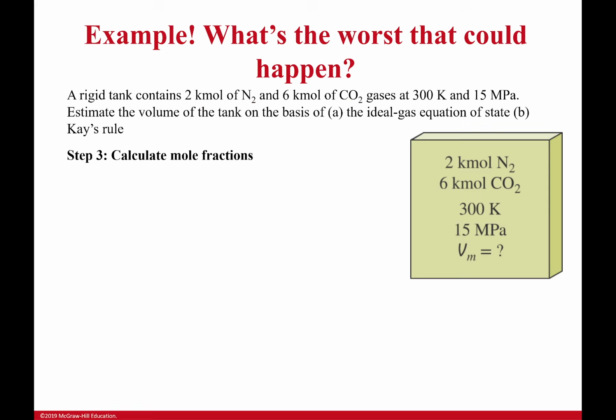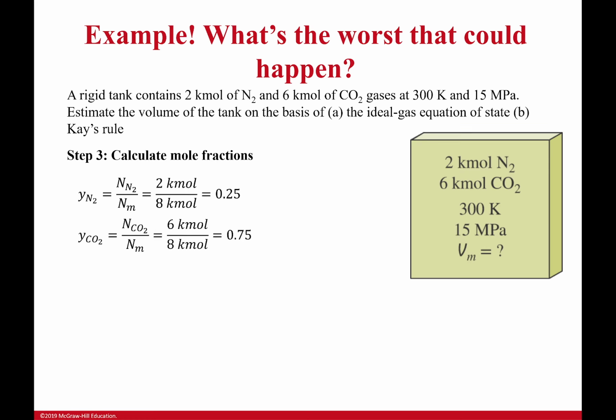Okay, so for Kay's rule, I have to find the critical properties of my pseudo-pure substance. To do that, I've got to figure out the mole fraction so I can then do that kind of weighted average. So first, let's calculate the mole fraction, which is really easy. We've got 2 components. For nitrogen, it's 2 of the 8 kilomoles, so it's a mole fraction of 0.25. For carbon dioxide, it's 6 of the 8 moles, so it's a mole fraction of 0.75. So 1/4 and 3/4. Nothing too hard here.